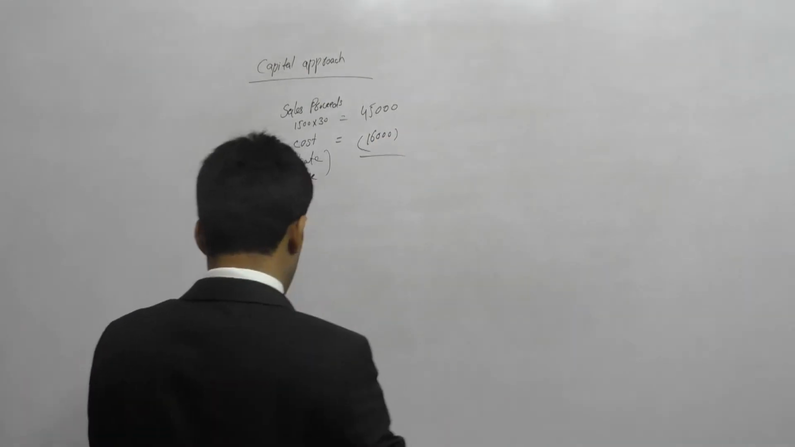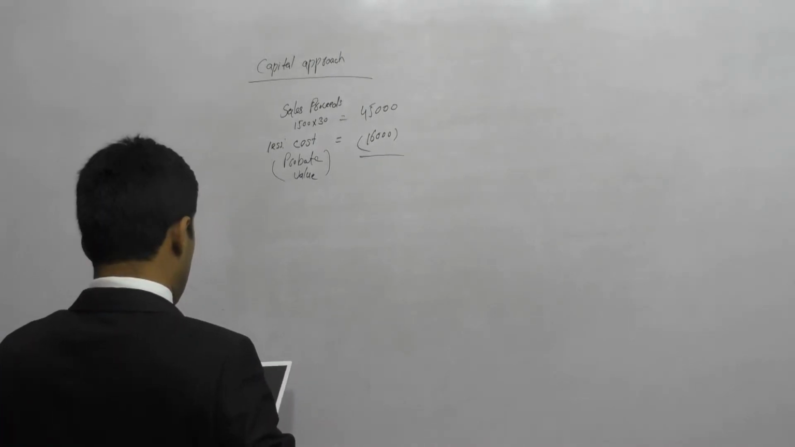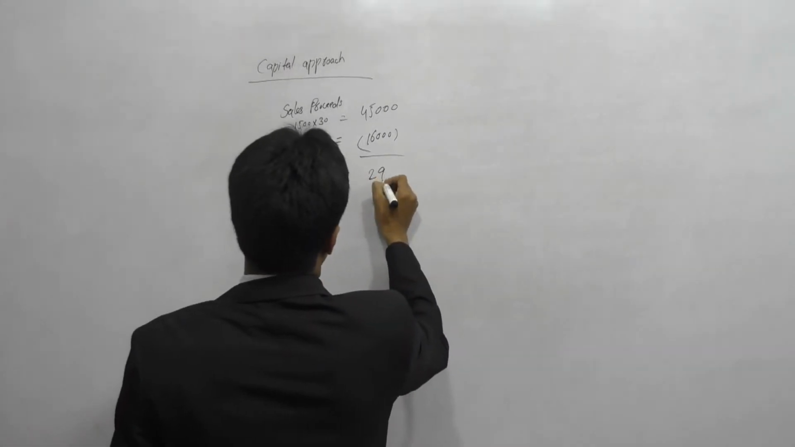So let's see what's the difference. £45,000 less 16,000. £29,000 is the difference.